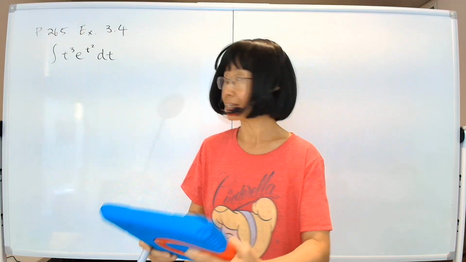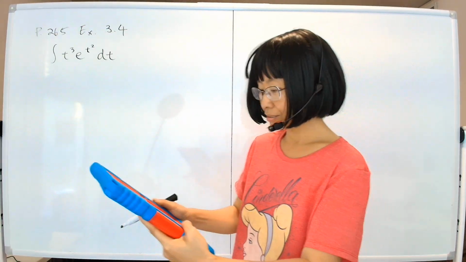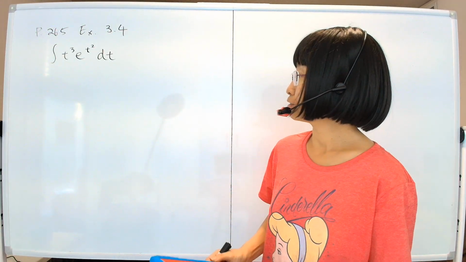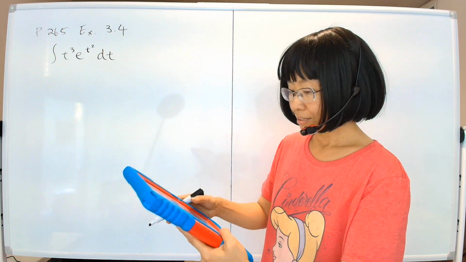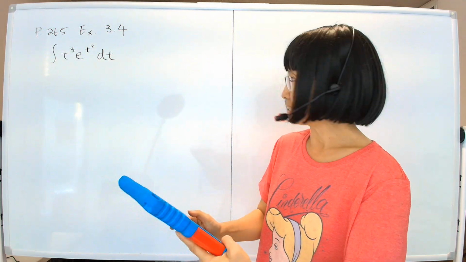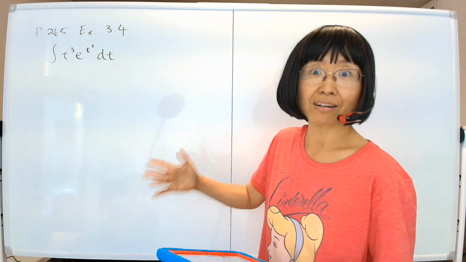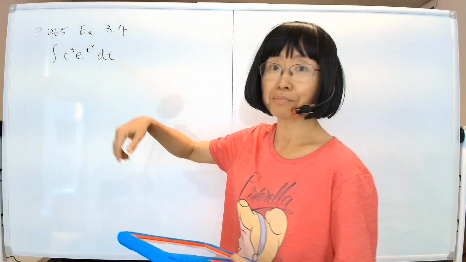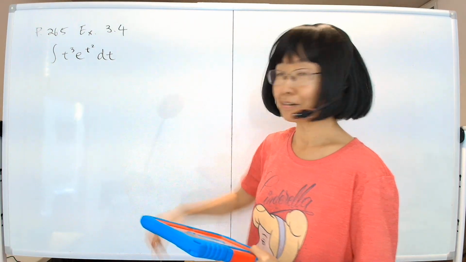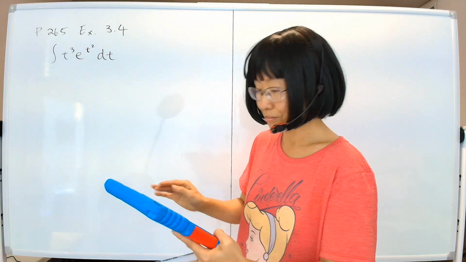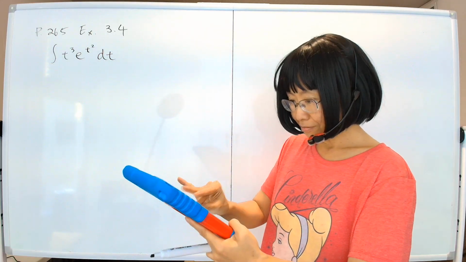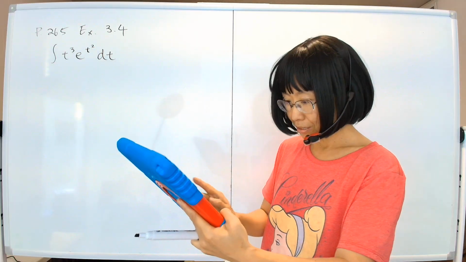Next, let's look at example 3.4, which is the integral of t cubed e to the power t squared dt. Now, if you're wondering why it is t now, not x, we don't care. These are called dummy variables. They all work as t or x. What's the difference? We'll do it the same. A rose by any other name is just as sweet.